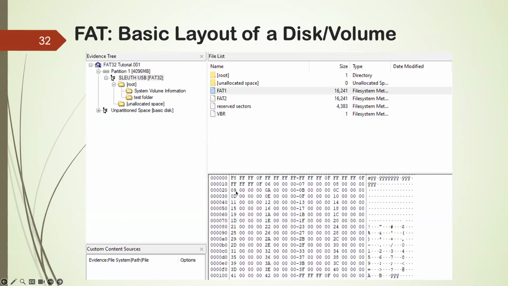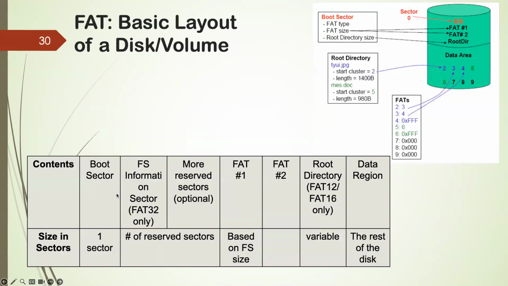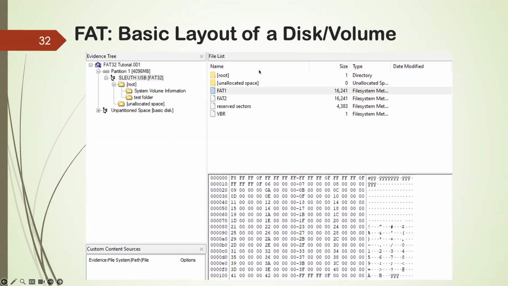All right. So if you make an image of a USB drive with a FAT file system, or a hard drive with a file system, and you open it in Autopsy, you can actually see these different folders. So all the different things like the boot sector, the file system information, the two FAT entries, root directories, data region, all that, you can see in Autopsy when you open an image of a hard drive or a USB drive that has the FAT file system. So here is an example of FAT32.